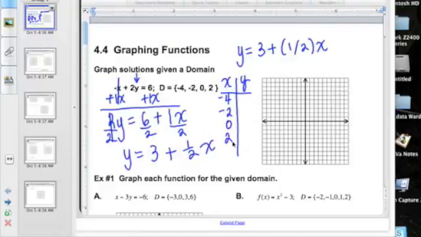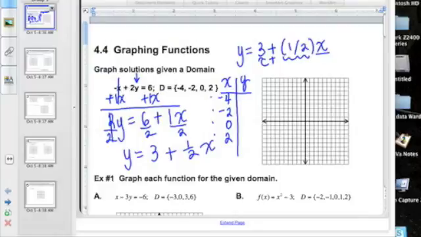And they don't have to have a calculator to do this. You can take each one of these domain values one at a time and plug them in for this x right here, multiply it by 1/2, and then add the 3, and that will also get the answer. So certainly fine to do these by hand. We just usually do them on the calculator to make ourselves a little bit more efficient.